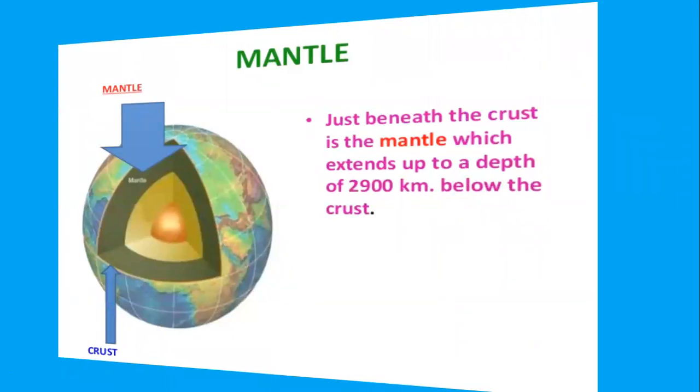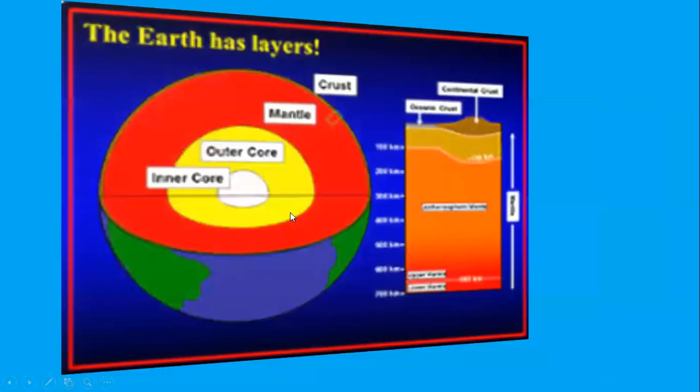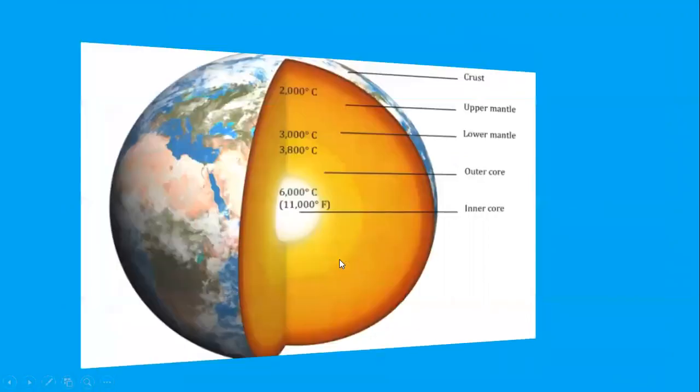Just beneath the crust, we have the mantle, which extends up to 2900 kilometers depth below the crust. The third layer after the mantle is the core, which is divided into two groups, the outer core and the inner core. The core is the innermost layer, with a radius up to 3,500 kilometers. It's made up of nickel and iron, together known as Nife. The core has very high temperature as well as high pressure. If you calculate from the crust to the core, the radius of the earth is approximately 6,371 kilometers.